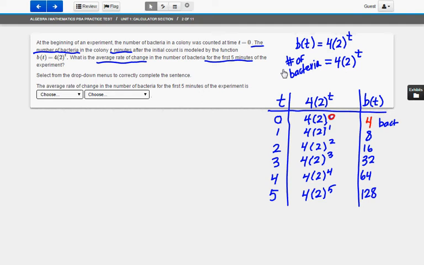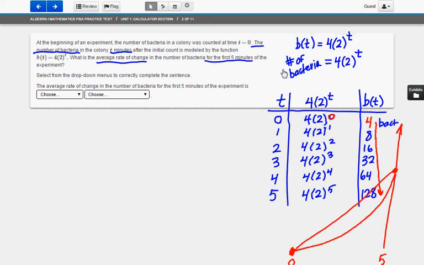So we can see that it started off growing at a smaller amount, but then it increased rapidly. At time 0, we start with a certain amount, and it's increasing, but at some point, because it's an exponential function, it begins to rapidly grow. So if we look from time 0 to time 5, they want to know what's the average rate of change if we just make a straight line.